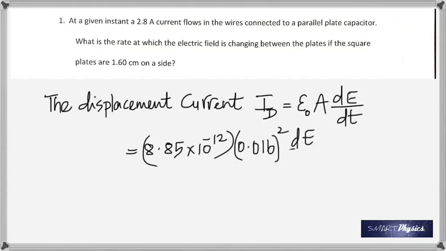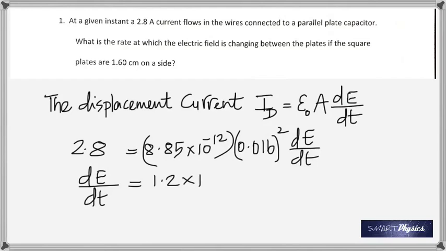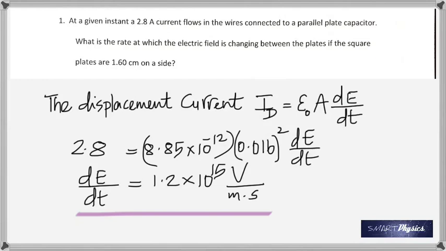Displacement current is given by this equation. I_D, the displacement current, is epsilon naught A dE by dt, where dE by dt is the rate at which the electric field is changing. So you're asked to find dE by dt, and the displacement current is given. So make dE by dt the subject and calculate. You will get it as 1.2 times 10 to the 15 volt per meter second.